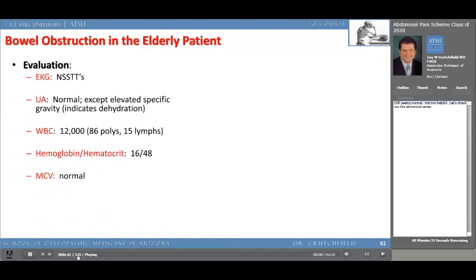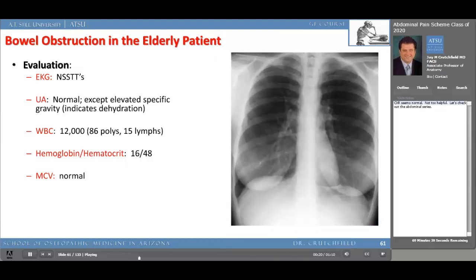hint of fluid in both costo-diaphragmatic recesses, but basically there's no pneumonia, there's no infiltrates, and there's no free air. So the chest x-ray seems normal, which isn't too helpful. Her white count's a little high, and her hemoglobin hematocrit suggests that she's hemoconcentrated and dehydrated, but her UA is normal. So let's get some abdominal series and go from there.